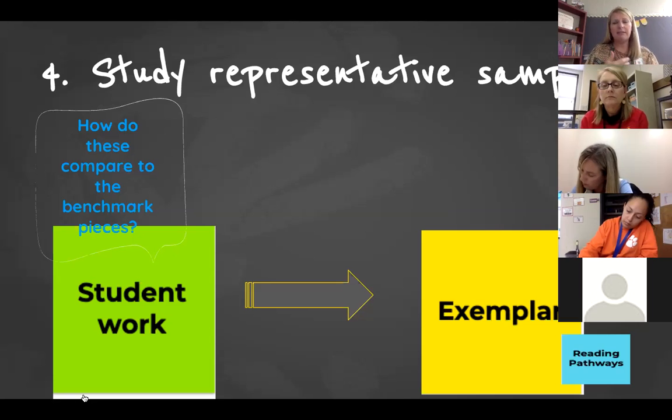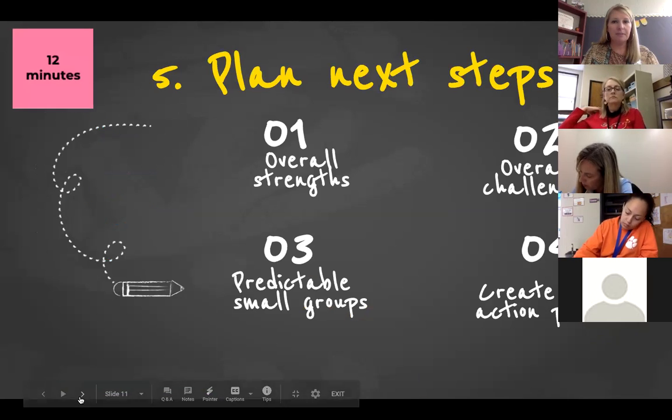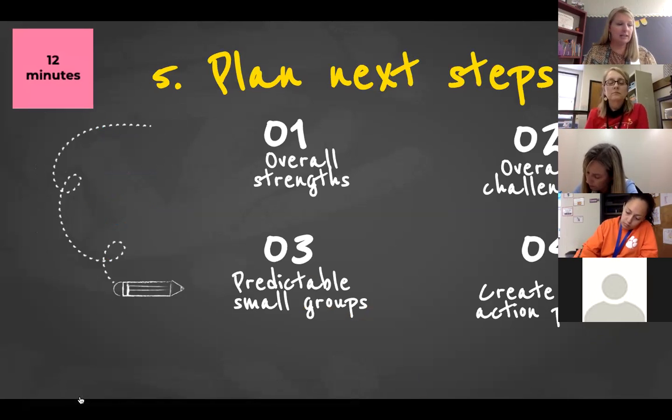So you probably want to think asset-based. What is this child really doing well? And maybe starting to think about what some next steps could be, which then leads us into the last part of the protocol, which is planning the next steps. As you can see, you have the most time for planning next steps. That's 12 minutes. And this is when you're looking through student work and really thinking, again, asset-based. What are their overall strengths? What did the student really do well? What are some challenges the student had?